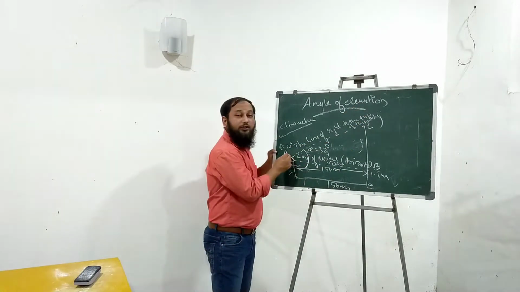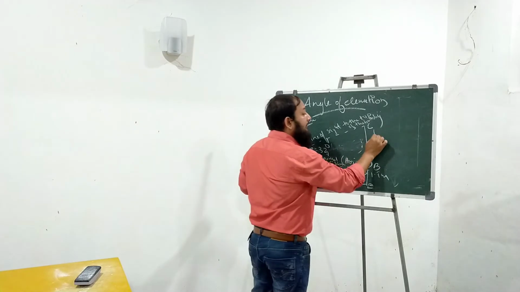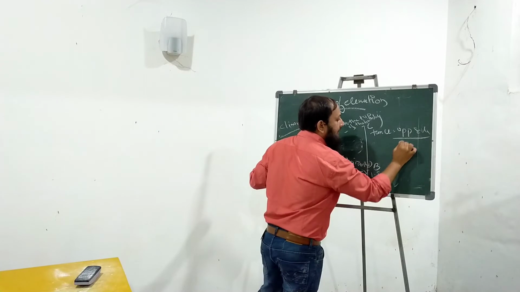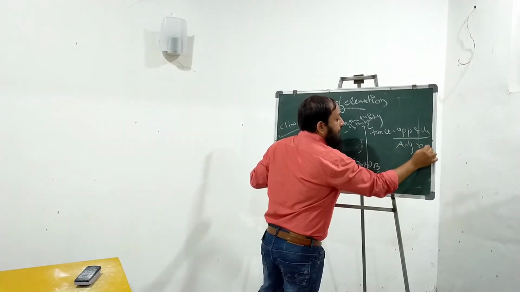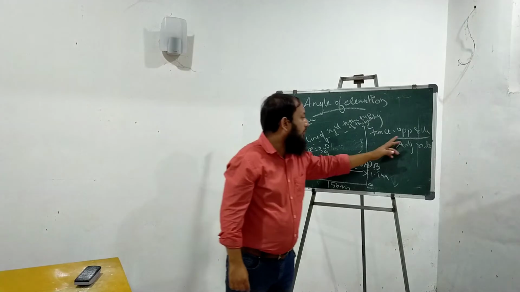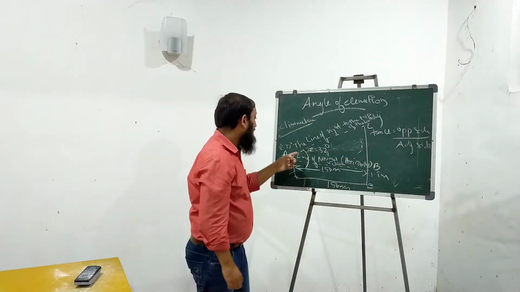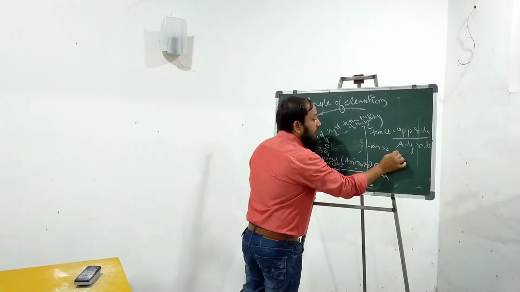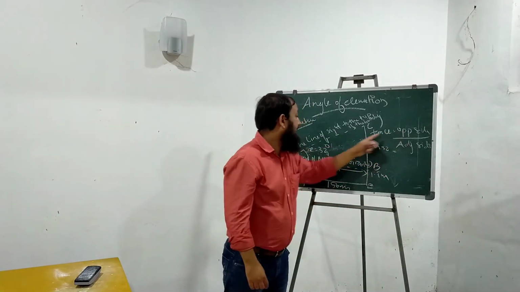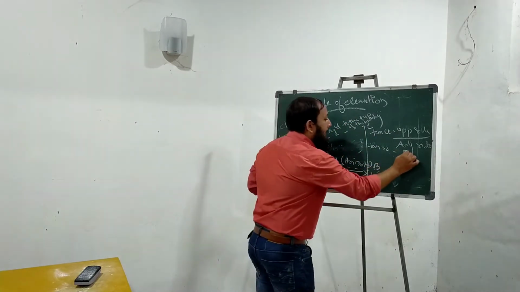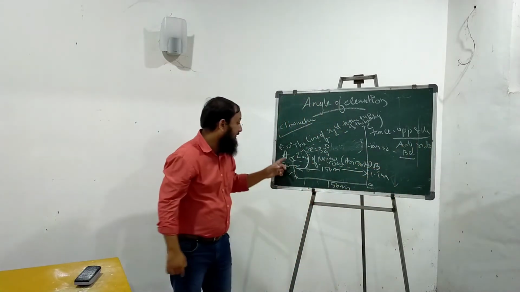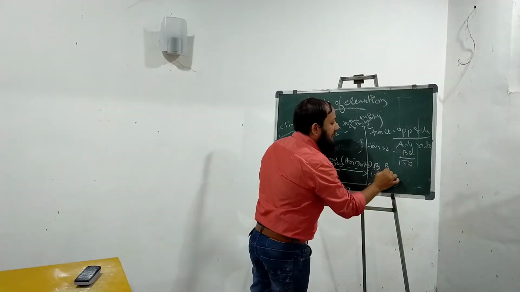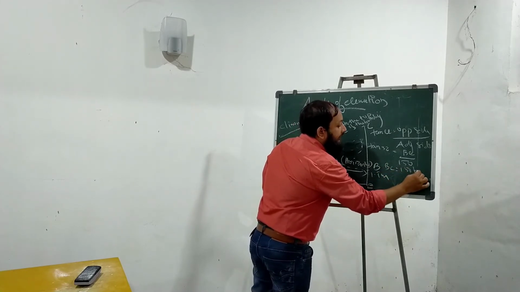Here we already studied tan theta is equal to opposite side by adjacent side. Given theta is equal to 32 degrees. So tan 32 is equal to the opposite side, here BC, by the adjacent side. The adjacent side is AB, and that is 150 meters. So BC is equal to 150 tan 32.